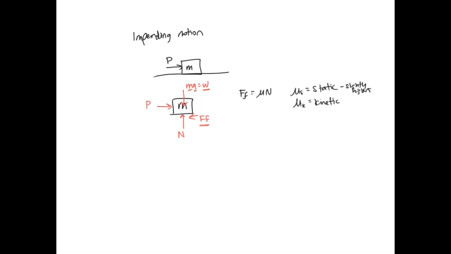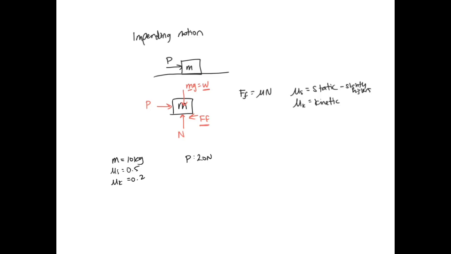But the force of friction also can't exceed the force that's being applied to it. What do I mean by that? So let's say the mass of our box is equal to 10 kilograms, and I'll say mu s is equal to 0.5 and mu k is equal to 0.2. Let's start off with a case where our P is equal to 20 newtons.